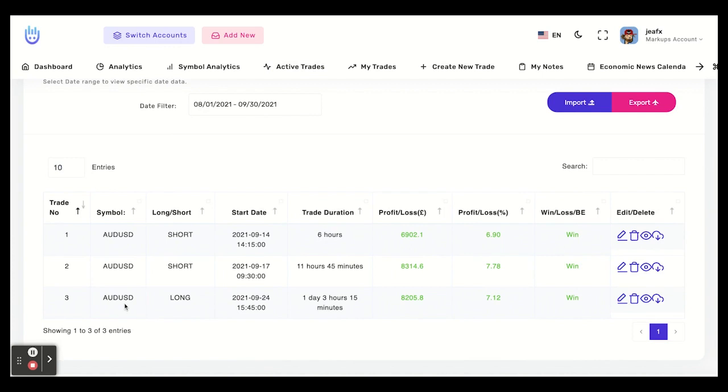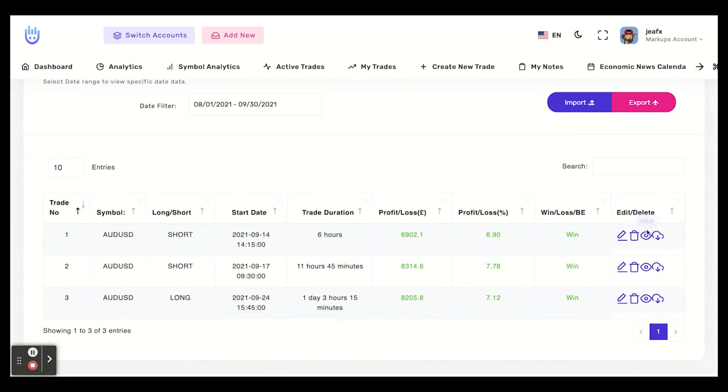That's going to show us a few trading opportunities that we've taken. And as you can see, it shows us everything we need to know about them. So it shows which number the trade is on the account, what symbol it uses, whether it was a long trade or a short trade, the start date of the trade duration, profit and loss in pounds or USD, the profit or loss in percentage terms, and whether it was a win, a loss, or a break even. Now, obviously, being a markups account, they're all going to be wins. It's not going to look like this when you're doing a realistic live testing account.